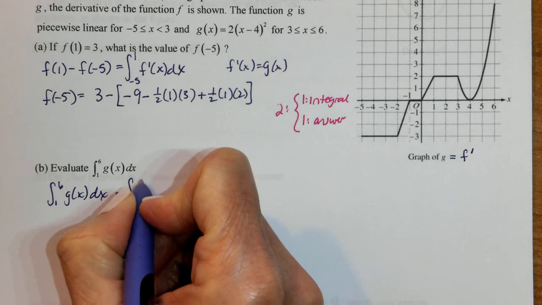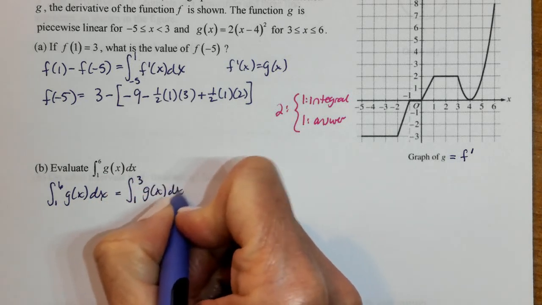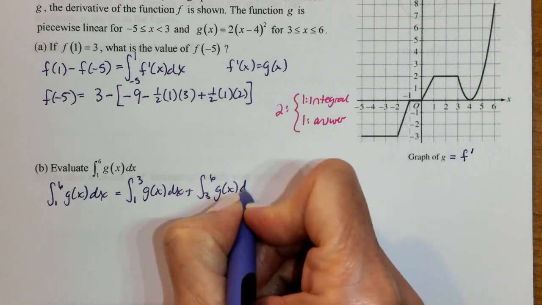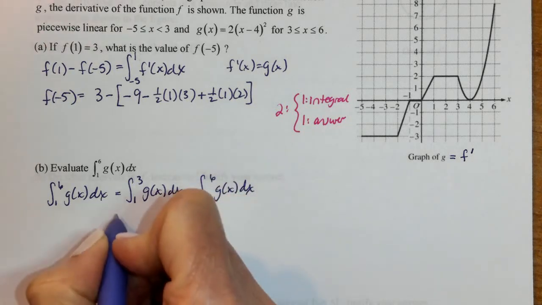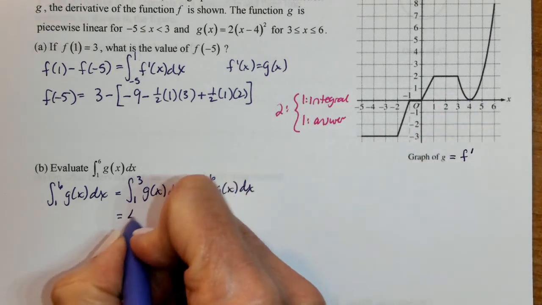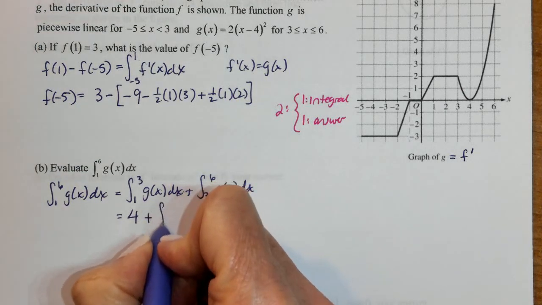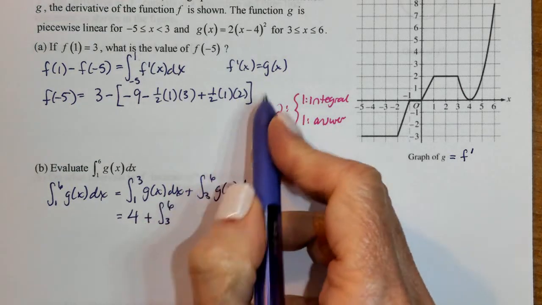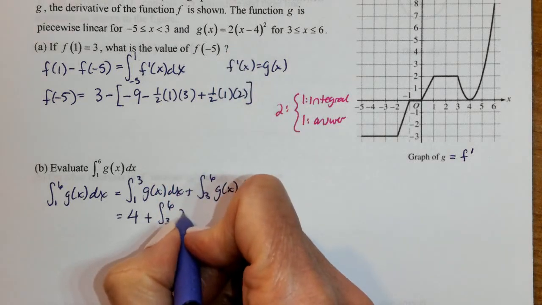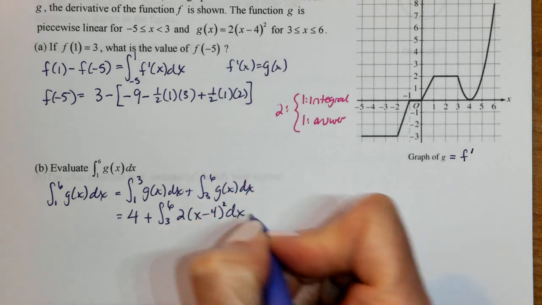From 1 to 3, and from 3 to 6. So from 1 to 3, that's equal to 4. Positive 4, it's above the x-axis, so positive 4. From 3 to 6, though, I'm using the equation for g in that interval, so it's going to be 2 times x minus 4 squared dx.